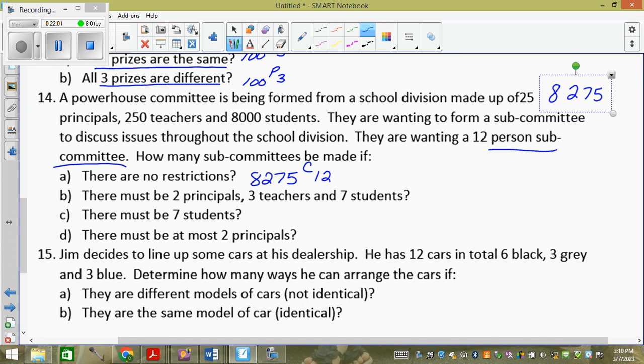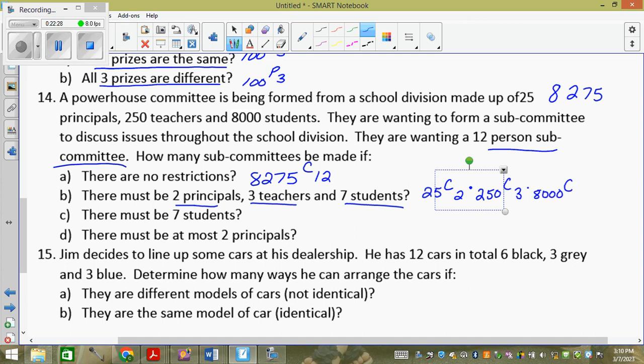Then this one says there must be 2 principals, 3 teachers, and 7 students. And what do I do before I start? I count to make sure that's 12 people, because the subcommittee has to have 12 on it, which that is 12. How do I guarantee principals? From principals. So there are 25 principals, and I choose 2. Teachers, there are 250 teachers, and I choose 3. And then there are 8,000 students, and I choose 7.